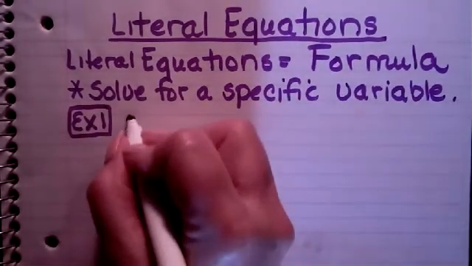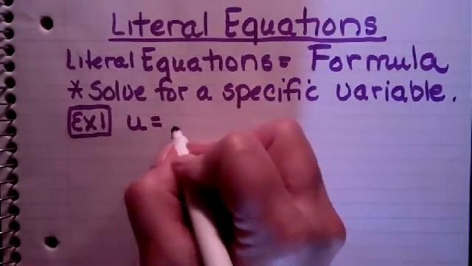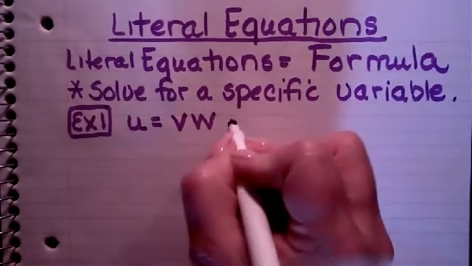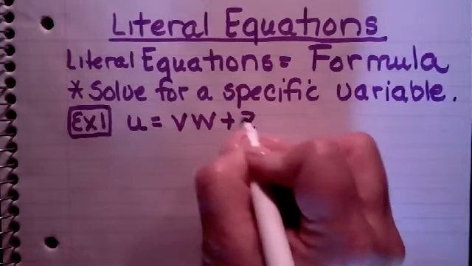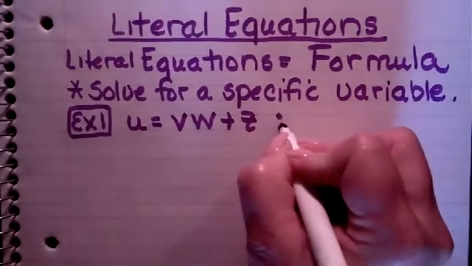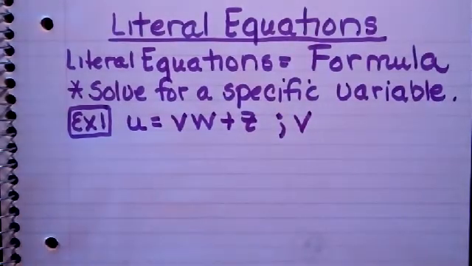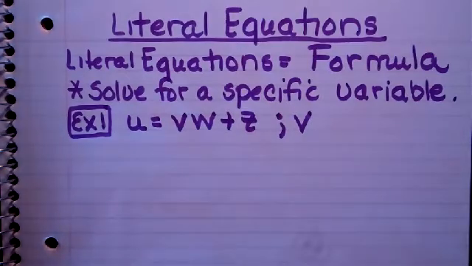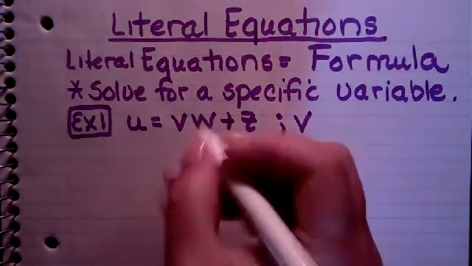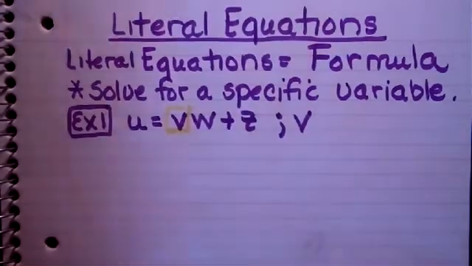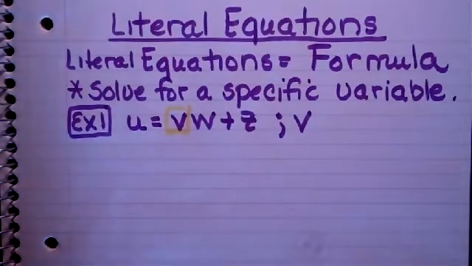is going to be U equals VW plus Z. And then behind that, I'm going to have a little semicolon and a V. What that semicolon and that V tells me is that I'm going to solve this literal equation for V, which means my very last line is going to have V equal everything else. So I'm going to isolate my V.